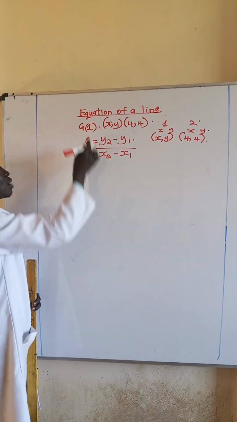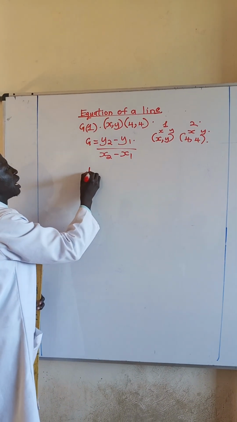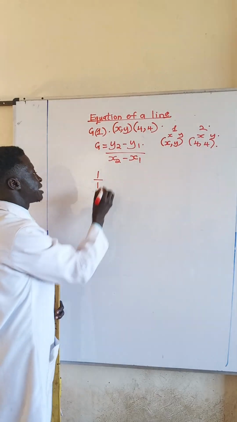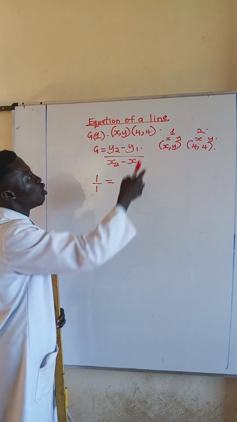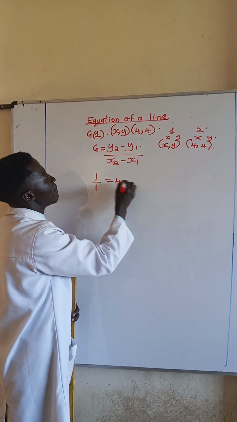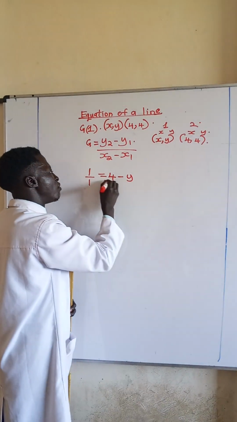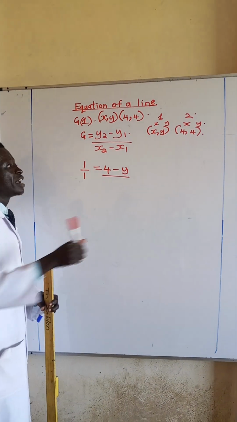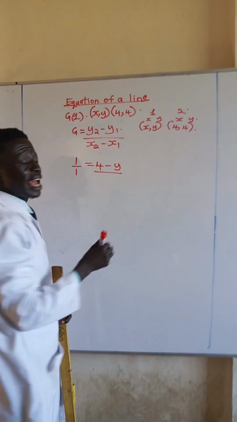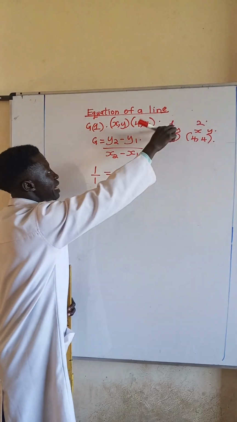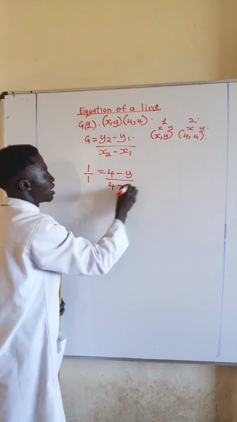Remember, we have the gradient as 1. So I'll say 1, I put it over 1 because a number over 1 is just the same as that number. Is equivalent to y2 is 4 minus my y1 in that case is y, over x2 in that case is 4 minus my x1 in that case is x.